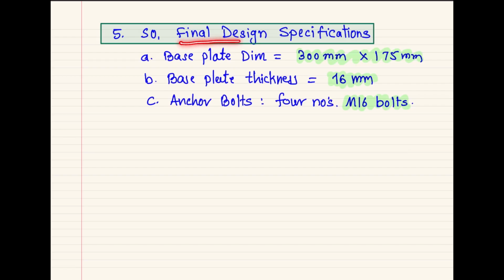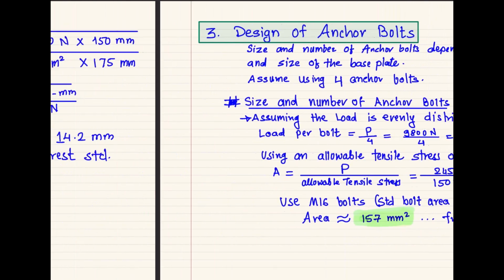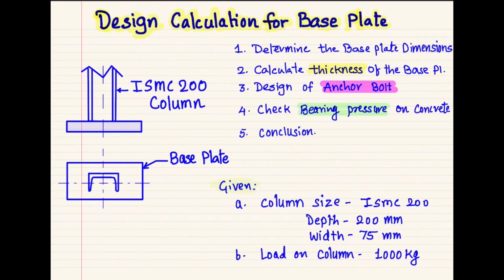So the final design specifications come to base plate dimensions. We have concluded we require a 300 by 175 mm plate. Base plate thickness we have calculated as 16 mm, and for the anchor bolts, 4 numbers of M16 bolts. So this way we can design our base plate easily. Utilizing the same design, you can take your column sizes and design your base plate accordingly.